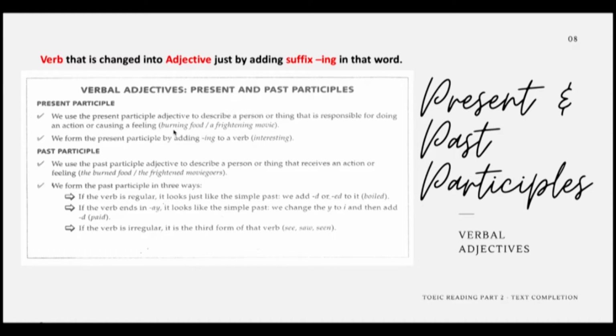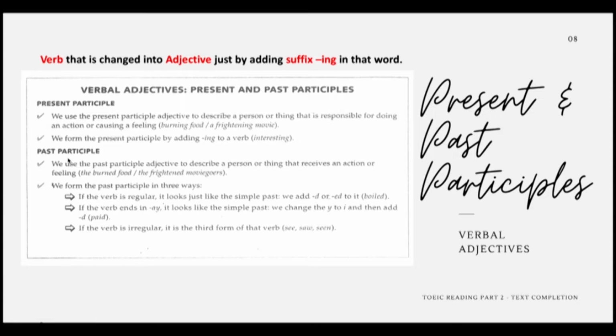It means that it is makanan yang terbakar in Indonesian, or a frightening movie. A frightening movie means film yang menakutkan. If you just add frighten over here, this is the verb. This is not an adjective, as we know that an adjective explains the noun itself. Burning food, frightening movie, interesting handphones or interesting smartphones, or interesting books, that is also okay.